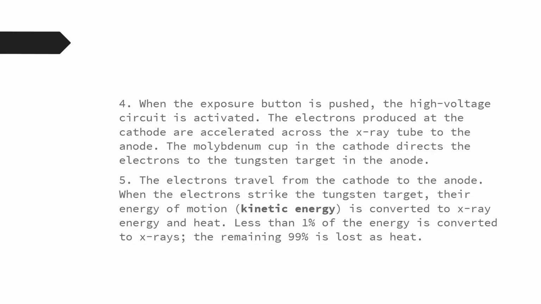All right. So the electrons produced are accelerated across the X-ray tube to the anode, right? This is where the molybdenum cup directs all these electrons to the tungsten target in the anode, right? So these electrons strike the tungsten target, and their energy of motion is converted to X-ray energy and heat. And we know what happens to the heat, right? It is directed through the copper stem, through the copper rod, into the insulating oil, right? Now, less than 1% of the energy is converted to X-rays, and the remaining energy is lost as heat.